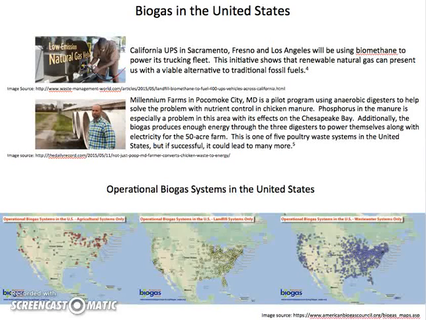You'll see 3 different maps at the bottom of the slide. These point out the operational biogas systems within the United States. On the left in red are agricultural systems. The middle in yellow are landfill systems that use methane capture from the landfill to produce biogas. And on the right in blue are wastewater systems. As you can see, these are the most utilized types of systems within the U.S. So as you can see, biogas is here in some capacity, but there is still significant room for the expansion of this technology.